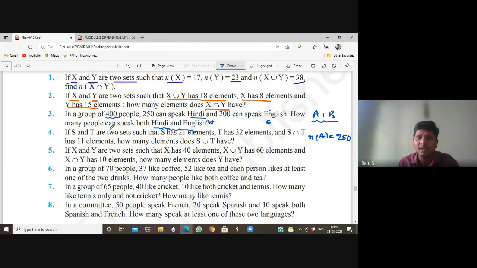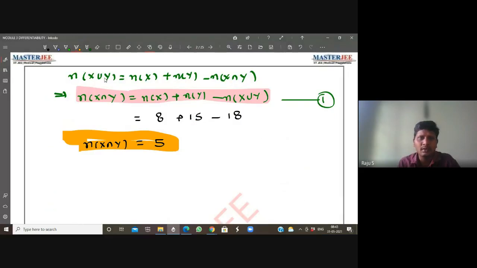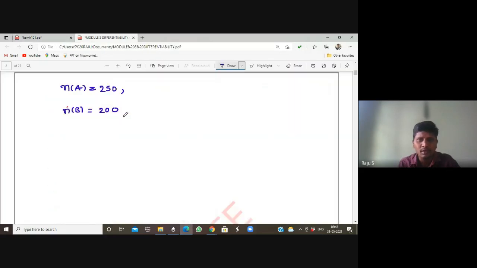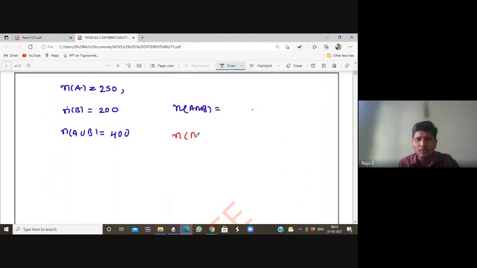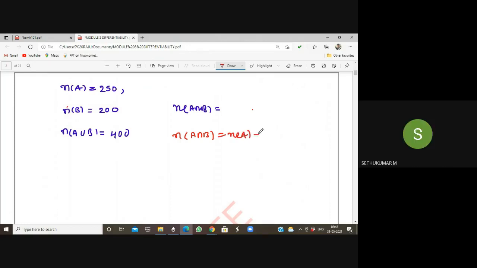If you observe the question, how many people can speak both Hindi and English? I said very clearly that is the intersection. They ask for the intersection. So in the question, they have given the n of A union B value as 400, and they are asking for n of A intersection B. Again, the same formula. What is the formula? n of A union B is equal to n of A plus n of B minus n of A intersection B.